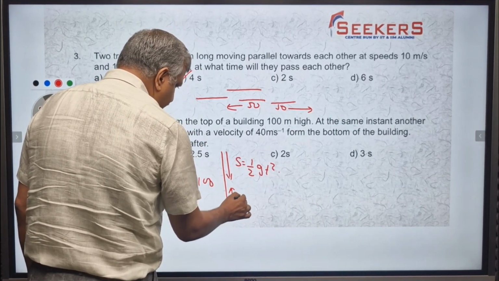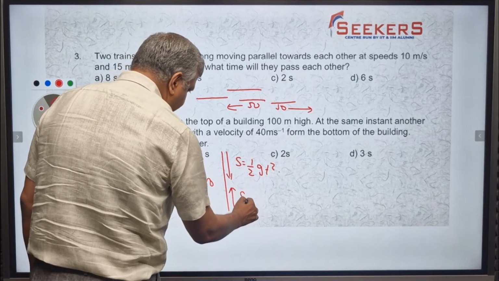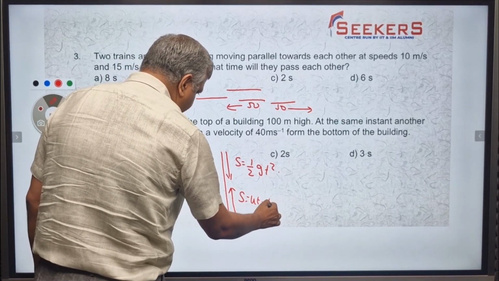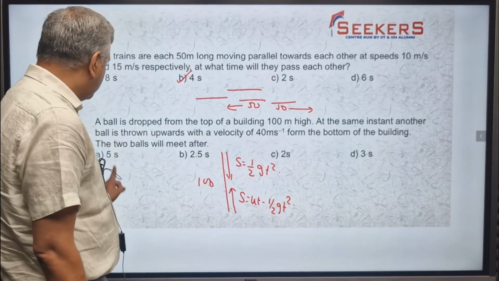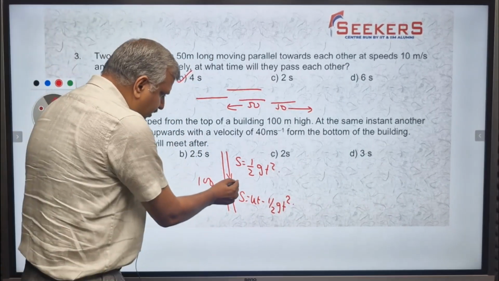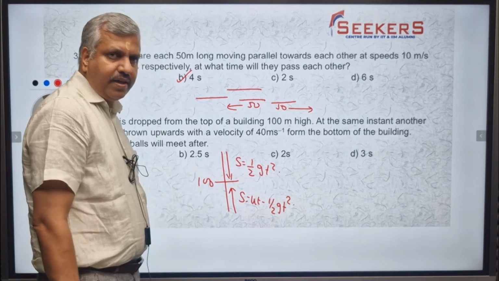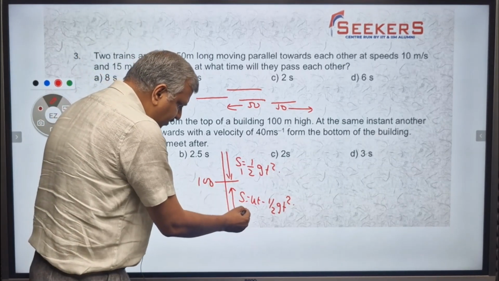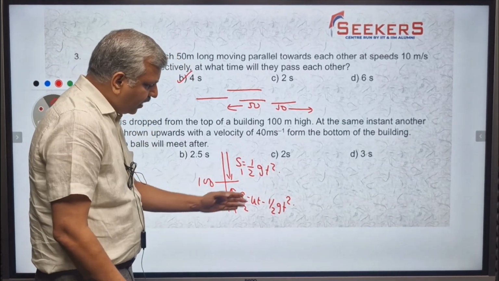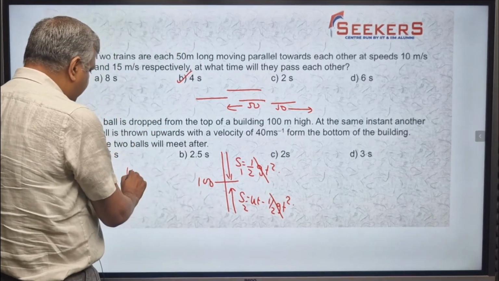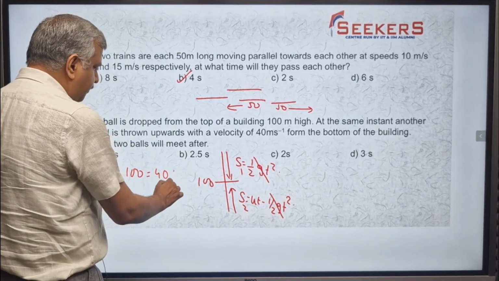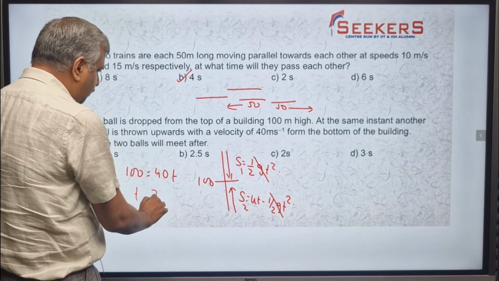So from here something is thrown up. So I can say that S is equal to ut minus half gt squared. Now the two balls will meet each other once together they have traveled 100. That means S1 plus S2 is equal to 100. So if I add them, these two will get cancelled. So I will simply get 100 is equal to 40t, or t is equal to 2.5 seconds.